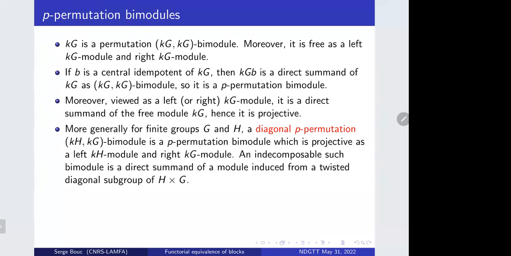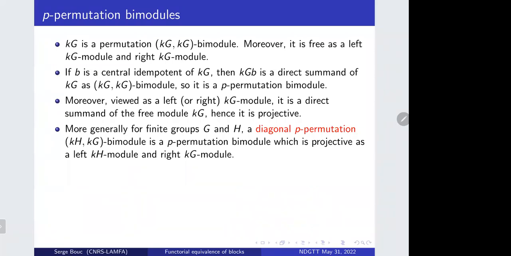To draw a picture of this situation, we have two groups, G and H, and you can view these as coordinate axes in the direct product. A diagonal subgroup is something which is like this, which does not admit any horizontal part nor any vertical part in its graph. It's just a picture, of course. So we have this notion of diagonal p-permutation KH-KG bimodule that we use intensively in what follows.